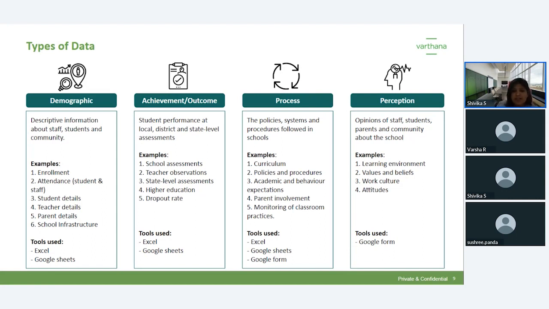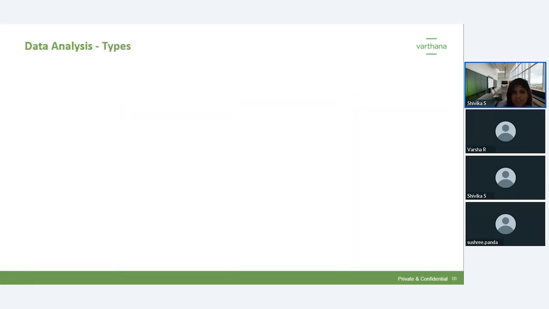So these are four types of data. Moving on, I request everyone to please pay attention, because moving on we'll be discussing more about these four types of data and how you proceed and see it in your school. So we have seen what is data and types of data. Now let's see what are the types of data analysis.